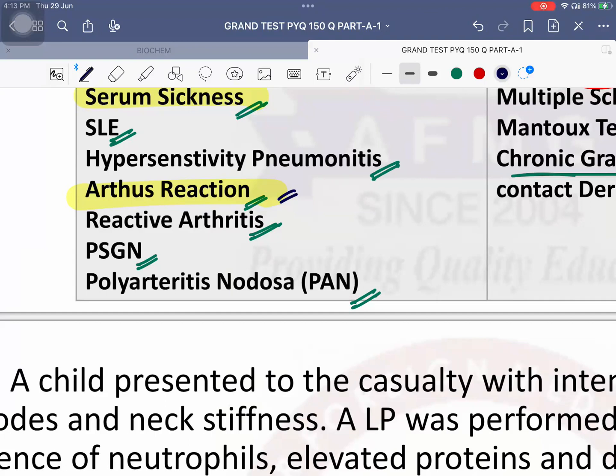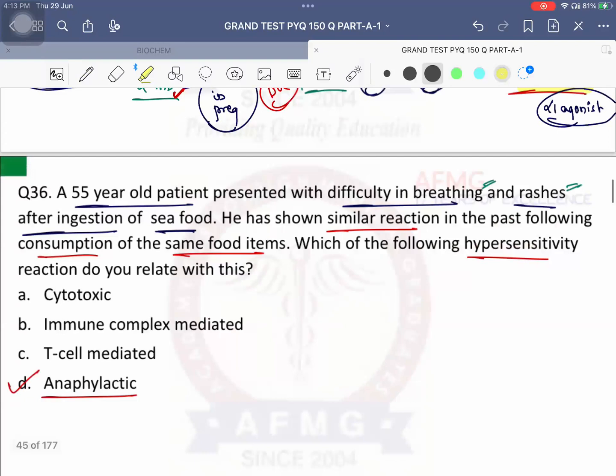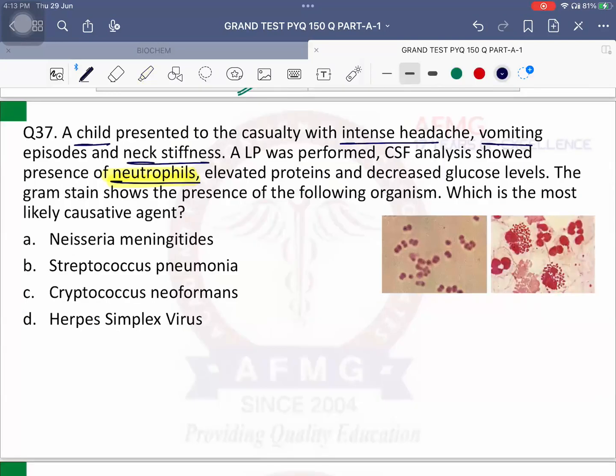Okay? Question number 37. A child presented to the casualty with intense headache, vomiting episodes, and neck stiffness. A lumbar puncture was performed. CSF analysis shows presence of neutrophils, elevated proteins, and decreased glucose levels. The gram stain shows the following organism. What is the most likely causative agent?